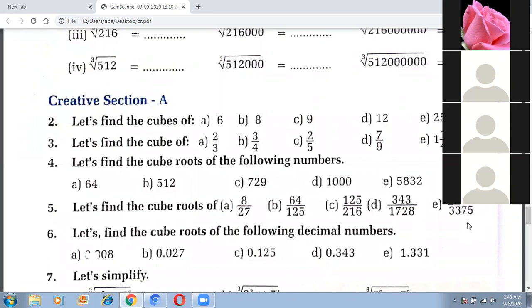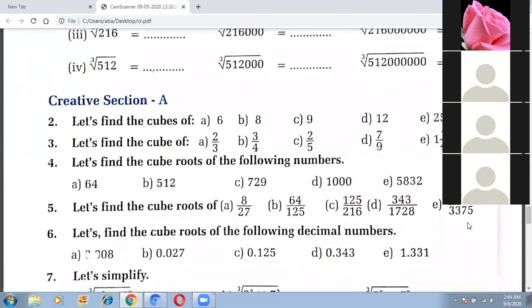Now question number 4. Find the cube root of the following numbers. You can find the cube root of 64, 512, 729, 1000 and 5832. 5832 is done in your book. Yes?